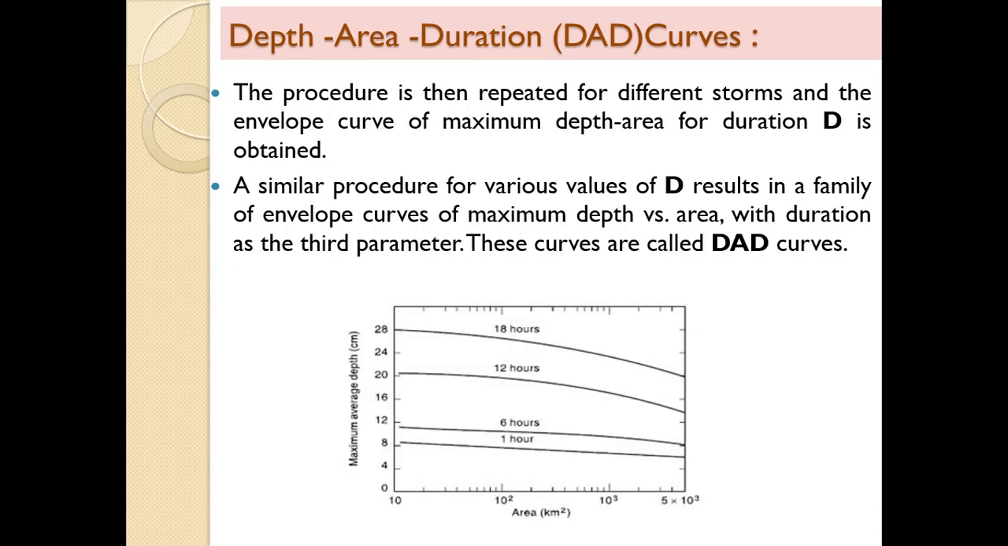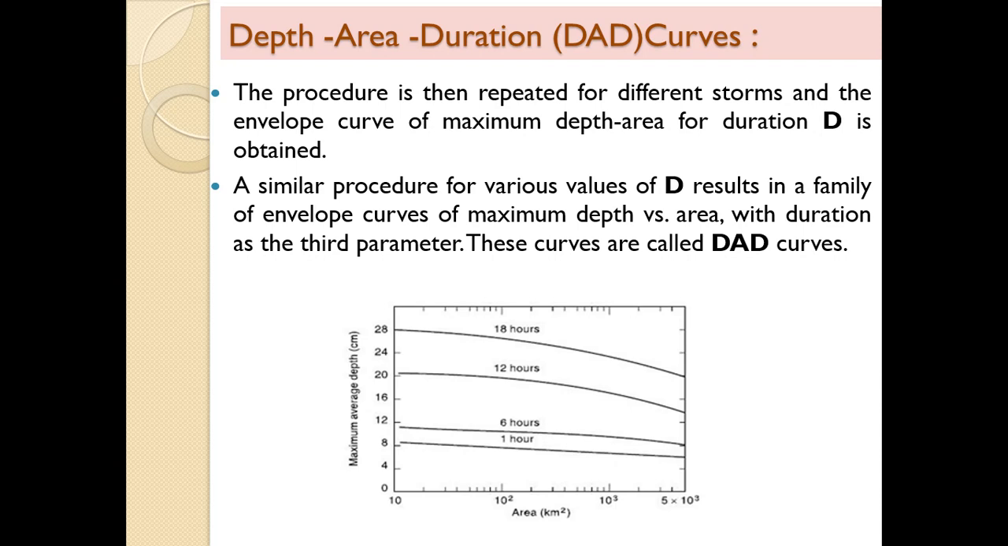The procedure is then repeated for different storms and the envelope curve of maximum depth area for duration D is obtained. A similar procedure for various values of D results in a family of envelope curves of maximum depth versus area with duration as the third parameter, and these are called DAD curves. So in this, normally a short note is asked.